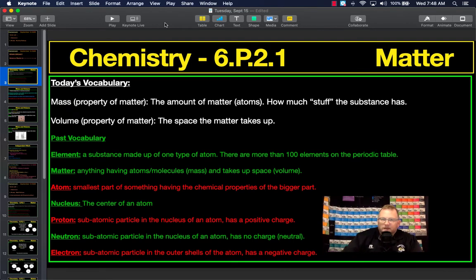So if I'm talking about this pen, the mass is the number of atoms that make up this pen. It's how much stuff is there. And only one thing can take up that space, okay? So I can't put this pen in place of this pen because they can't go in the same place, because that matter takes up that space. So mass is the amount of matter. Volume is the space that matter takes up, okay? So that's the basics of it.